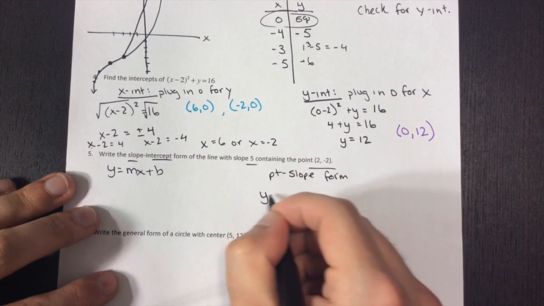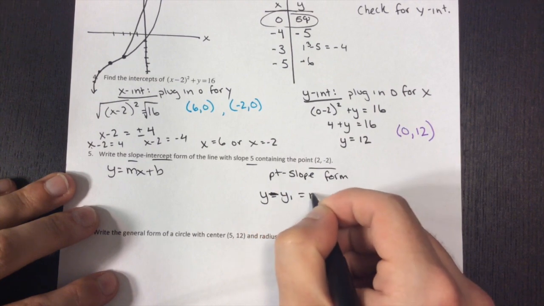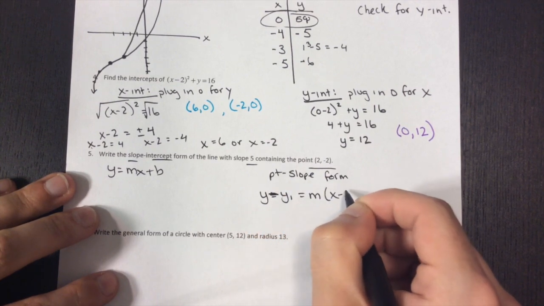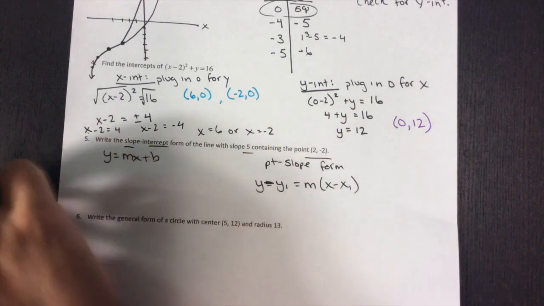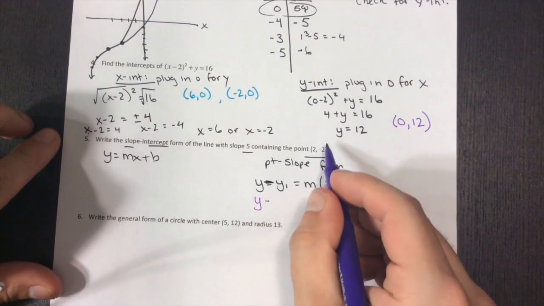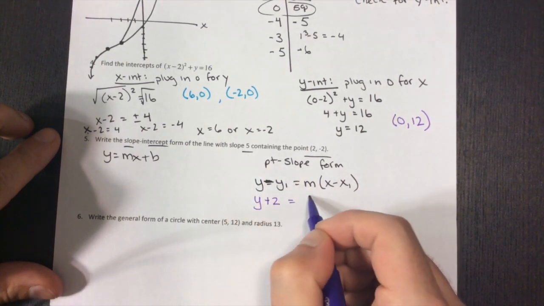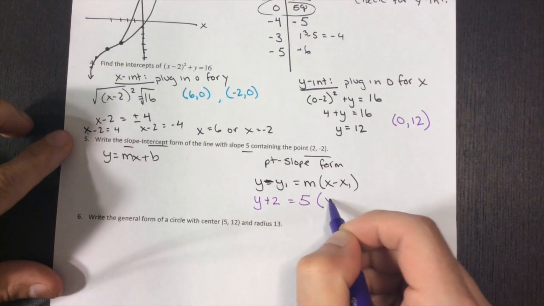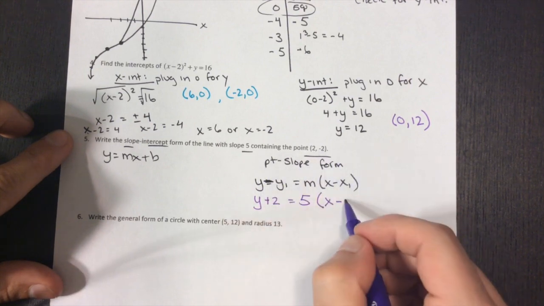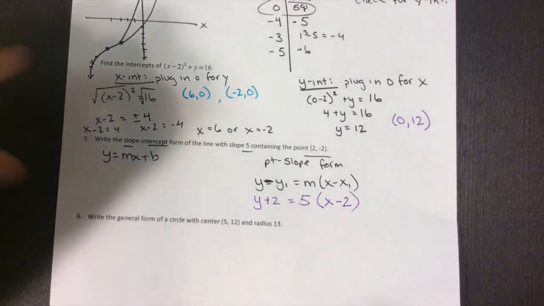Point-slope form is y minus y1 equals m times x minus x1. So let's fill that in. I have y minus a negative 2 equals, the slope's 5, x minus 2. Now all I have to do is a little bit of algebra to get it in this form.